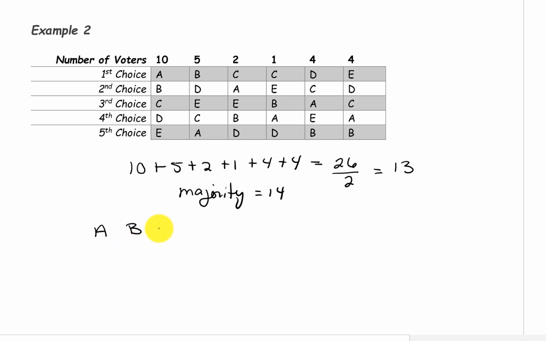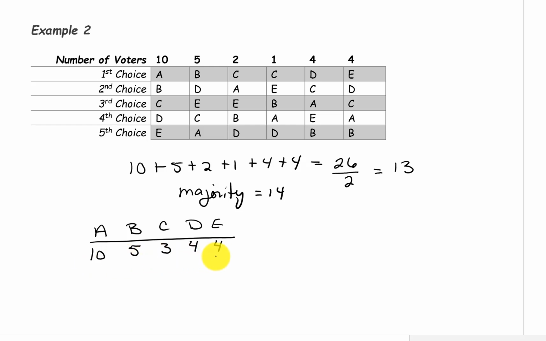So let's make up our chart. We have candidates A, B, C, D, and E. And underneath them we'll write down how many first place votes they have. So candidate A here has 10 first place votes. Candidate B has 5 first place votes. Candidate C has 2 here and 1 here, so that's a total of 3 first place votes. Candidate D has 4 first place votes, and candidate E also has 4 first place votes.